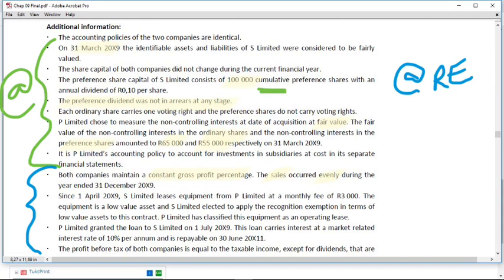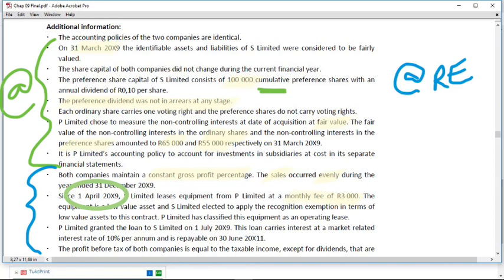Then they tell you that since 1 April 29, the subsidiary and the parent entered into a lease contract. S Limited leases equipment from P Limited at a monthly fee of 3,000 Rand. Now, because you know that this contract was entered into on 1 April only, the entire lease expense of S Limited belongs in the post-acquisition period.